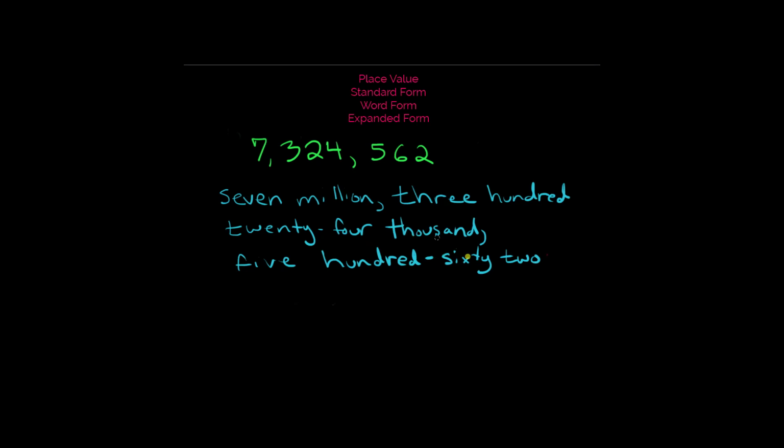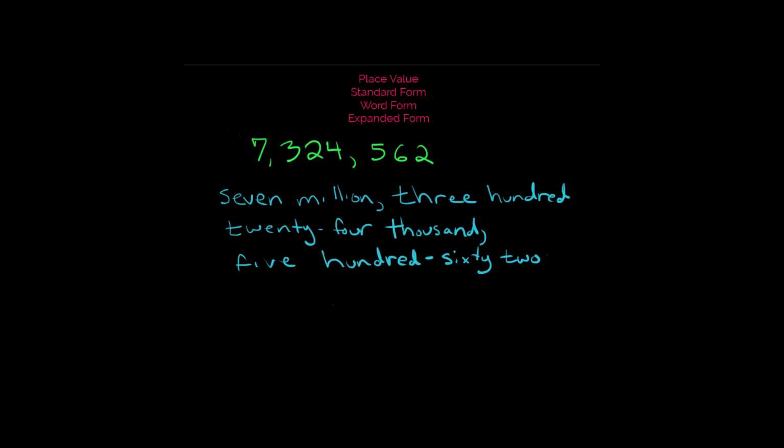Notice how we do not have the word "and" anywhere, because remember from our last lesson, "and" represents a decimal point. So when we do some decimal examples, we'll be able to see that. All right, and our third way is the expanded form.